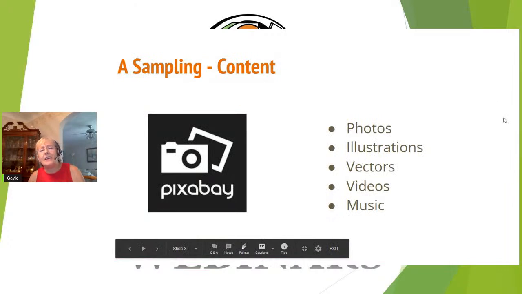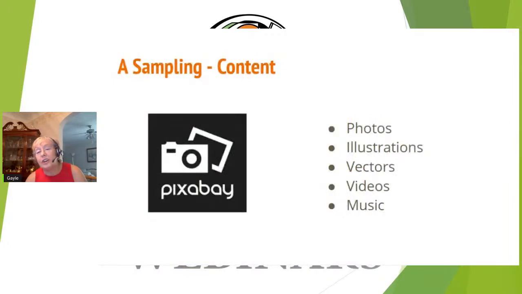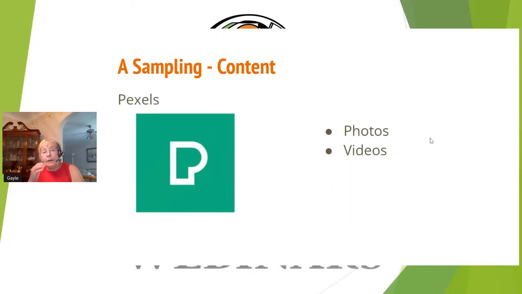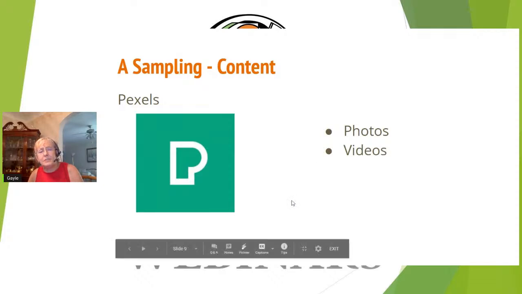So, a sampling of content. There are two big sites that I would suggest you check out. And incidentally, all the links to these sites are in the discussion part of this video, and the last slide in the video includes the links as well. Pixabay is a big site. It includes photos, illustrations, vectors, videos, and music. Another large site is Pexels, and you can easily find thousands of photos and videos on Pexels' website. There are a lot of other sites that provide free images, and check out the links associated with this program. There are lots of them, and they all are a little bit different.